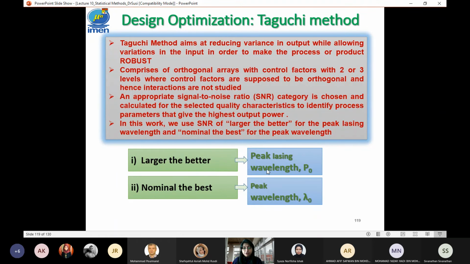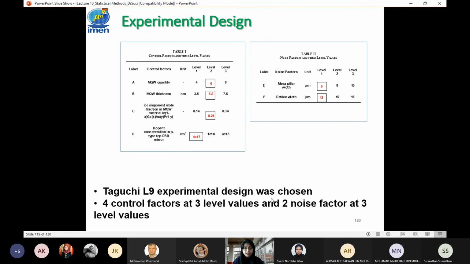And this is the peak lasing power, right? This is a typo. This is peak lasing power. You want a larger output power. And for the wavelength, I want it to be a fixed wavelength, which is 1.55 micrometers or 1550 nanometer. So I had 4 control factors, which is the multi-quantum well quantity, the multi-quantum well thickness. So this is the component, the mole fraction in the material which is used as the active material, and also the dopant concentration.